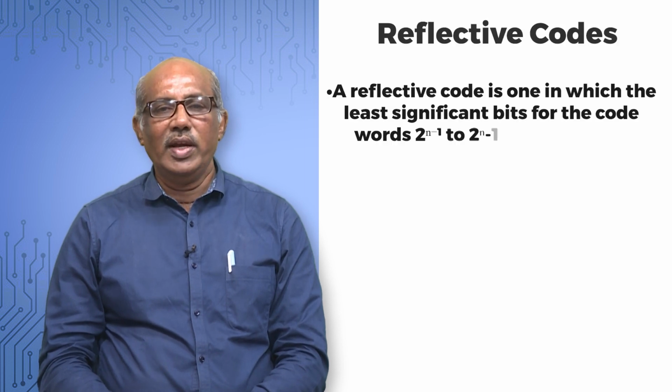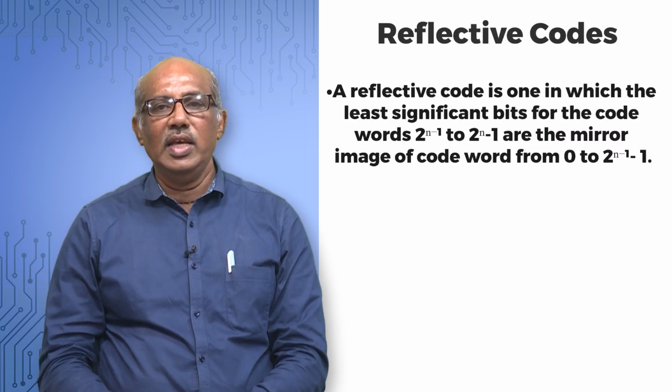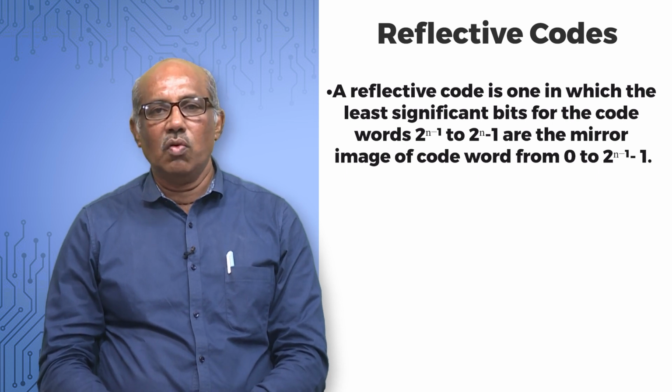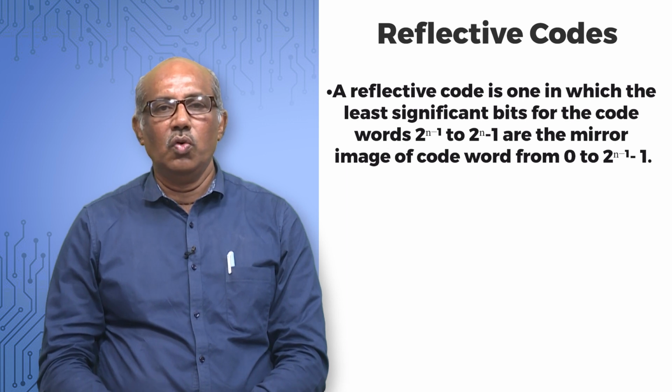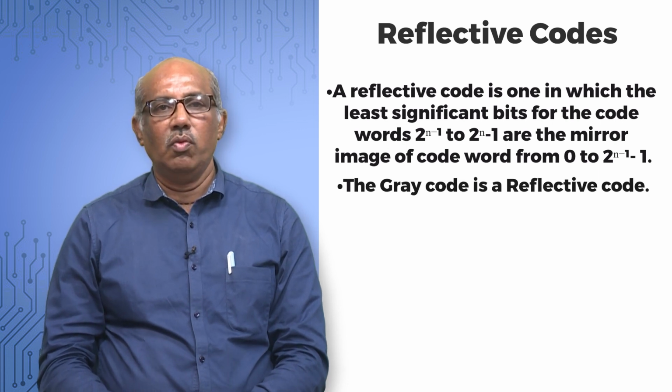Then comes the reflective code. A reflective code is one in which the least significant bits for the code words starting from 2 raised to n minus 1 to 2 raised to n minus 1 are the mirror image of code words from 0 to 2 raised to n minus 1 minus 1. The gray code is a reflective code.